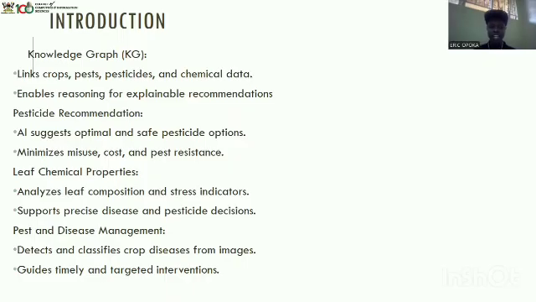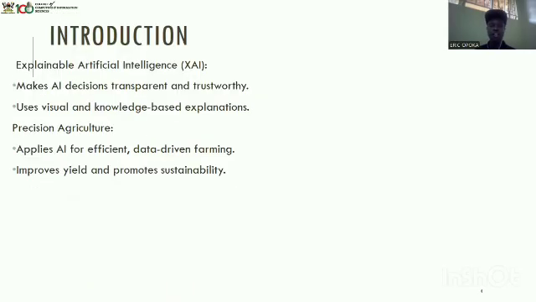Pest and disease management detects and classifies the crop diseases from images. So this is mainly how the system will work. We use a knowledge graph plus pesticide recommendation to analyze the leaf chemical properties to come up with a precise pest and disease management for the particular pesticide, so that a particular farmer gets the results he or she wants. So moving on, we have explainable AI. Explainable AI is more like how the system will be combined. So it will be an explainable AI which uses reasoning to come up with the results. So next we have precision agriculture, which applies AI to efficient data-driven farming.